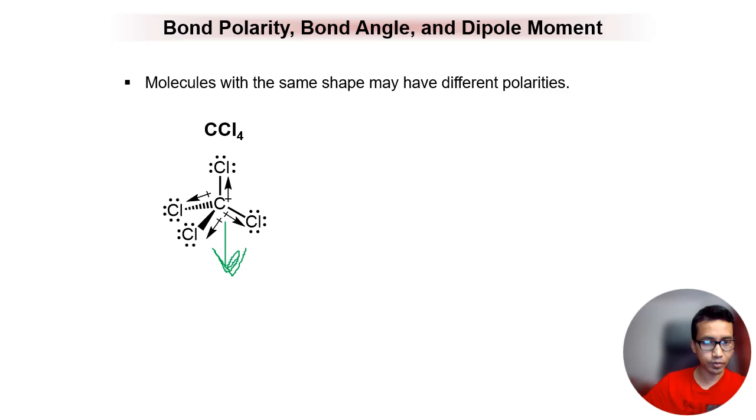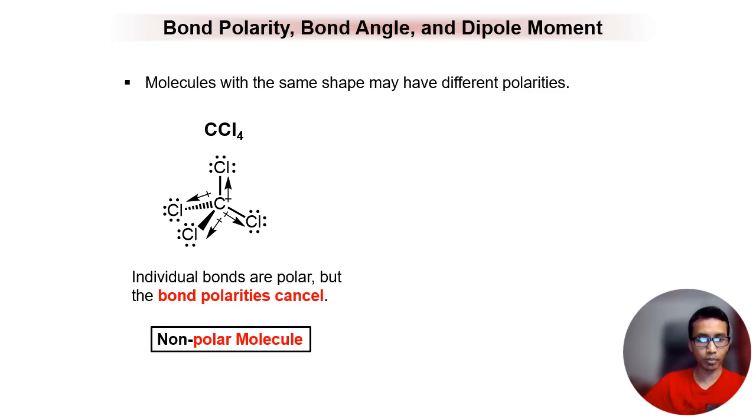Sorry, I'm trying to draw it as smoothly as possible. So this direction right here will create a resultant in the green direction, and that will be exactly equal to a C-Cl dipole moment, or C-Cl force vector, up at the top. Which means that these two will cancel each other out. The green line and the black line right here will cancel each other out, which will make the molecule nonpolar. So carbon tetrachloride is actually a nonpolar molecule.